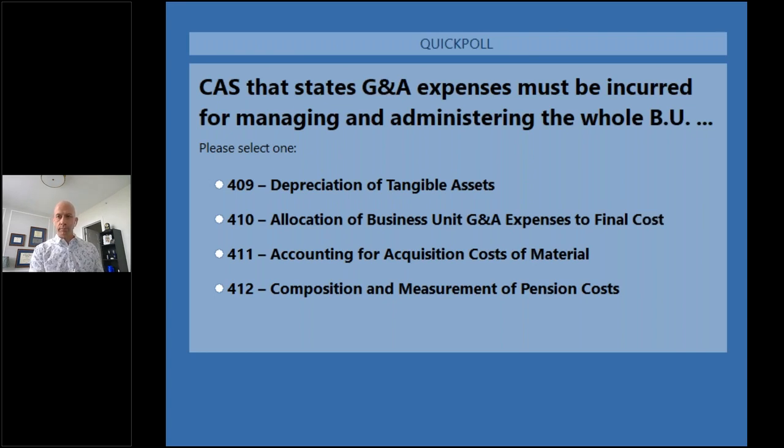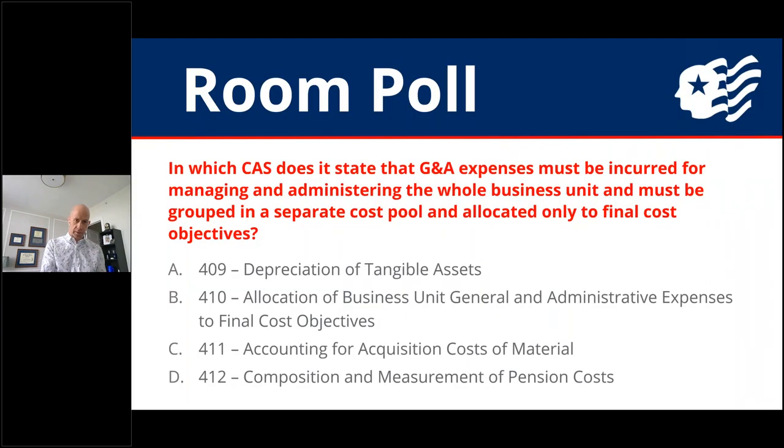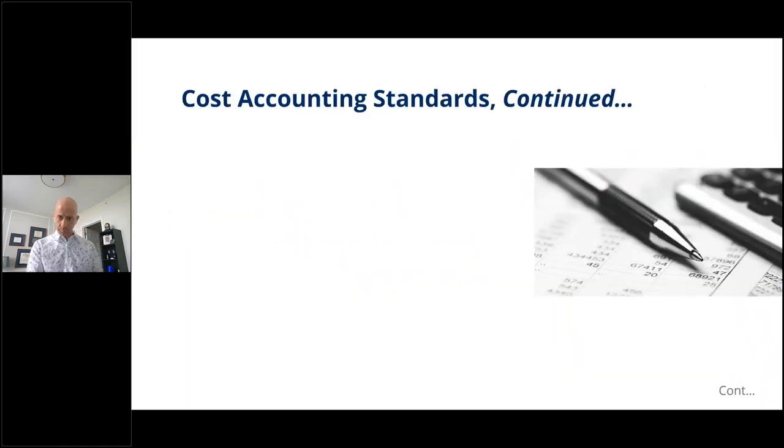Looks like that everyone's doing pretty good with this question. We'll leave it open for about 5 more seconds here. All right, I'll go ahead and close that down, share out those results. Yeah, so looks like 78% got it right. CAS 410 deals with G&A, so very good.